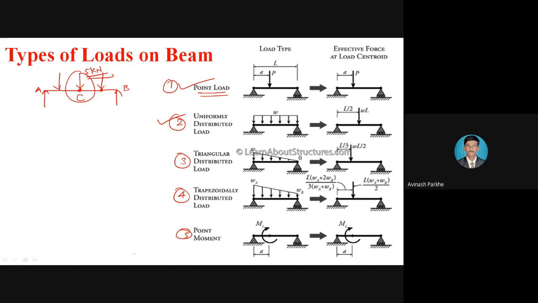Then second, uniformly distributed load, which in short is called UDL. So one more figure I will draw. It will be indicated like this. For example, its magnitude is 5 kilonewton per meter. This is point A and this is B. If I have to indicate that particular UDL, it will be indicated like this.